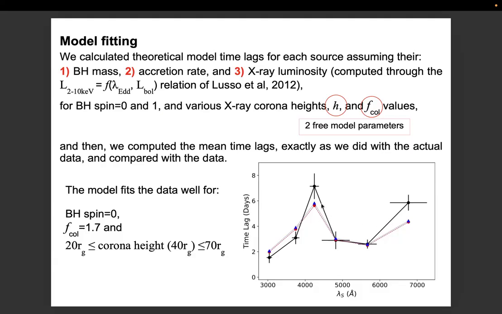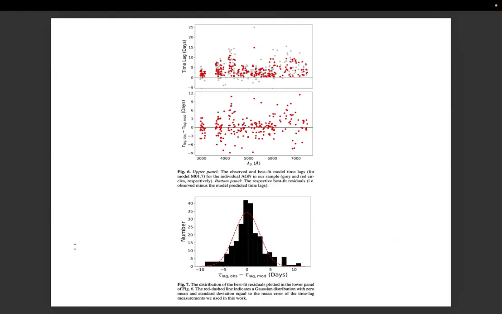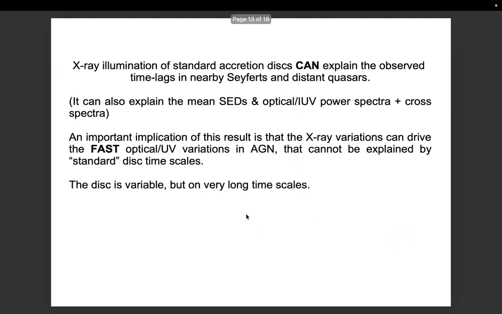This is our fit for the 0 and 1. In the case of black hole spin 0, the hardening factor is 1.7, which is very, very normal. And the corona height has to be between 20 and 70 Rg. And in fact, when now you go to individual sources, these are the predictions for each individual source. These are the residuals. And when you plot the residuals, indeed, they are very well fitted by a Gaussian, so the errors are random, around 0, and with the width which is equal to the mean error of each time lag measurement. So everything is fine, right?